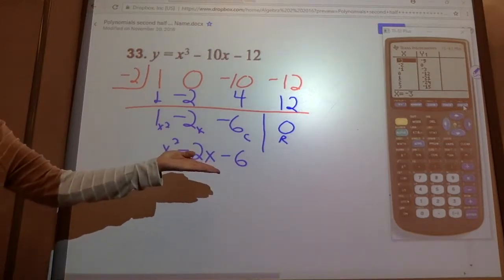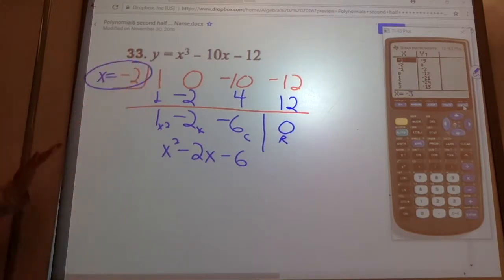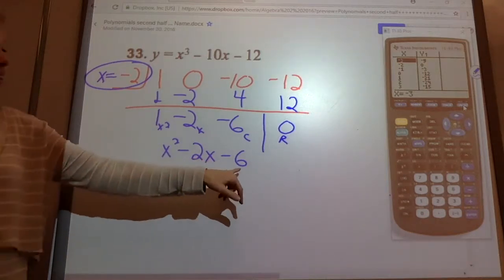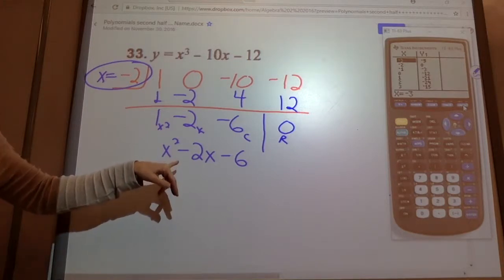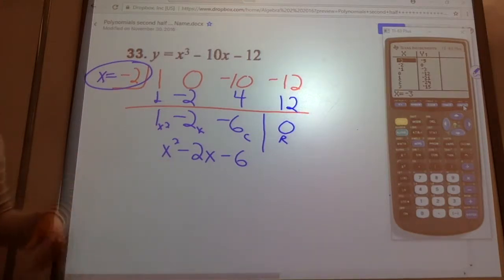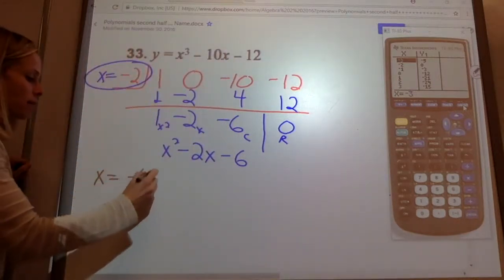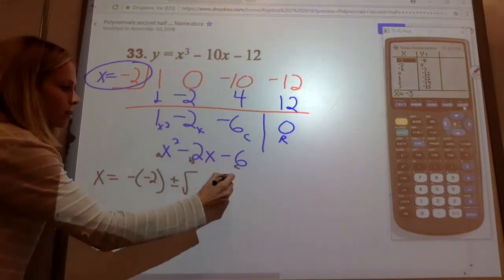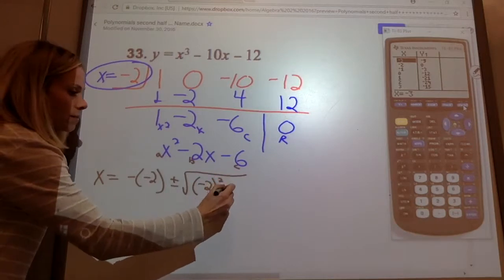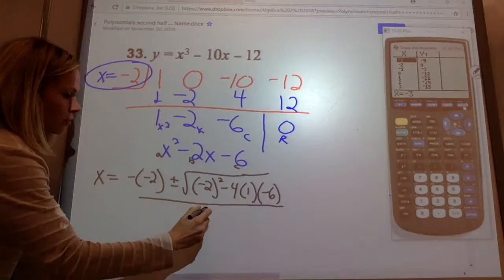So I need to solve this quadratic to find my last 2 roots, because right now I only have negative 2 as a root. I need 2 more. So is it factorable? Can I multiply to equal negative 6 and add to equal negative 2? No. This one you're going to have to do quadratic formula. So x equals, right, negative b, this is my a, b, c, negative b plus or minus square root of b squared minus 4 times a times c, all over 2 times a.